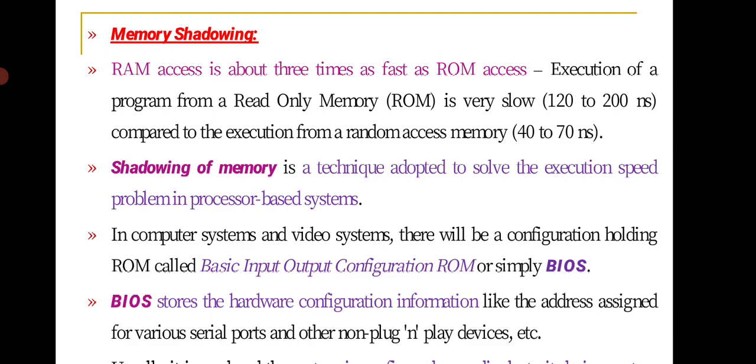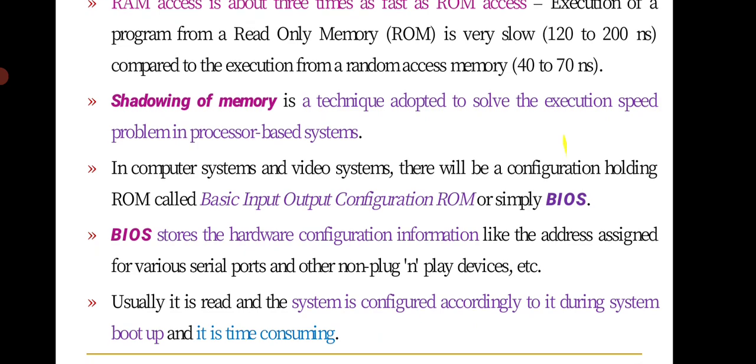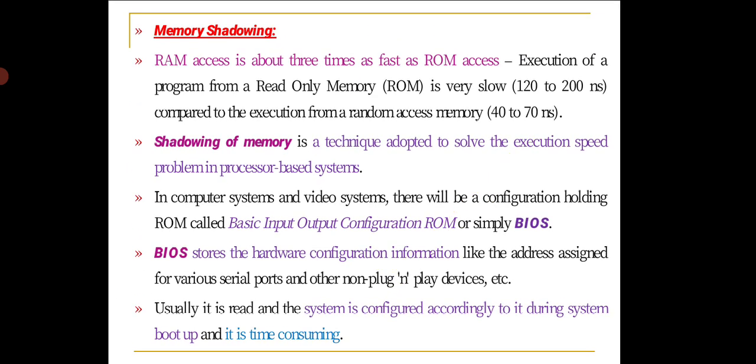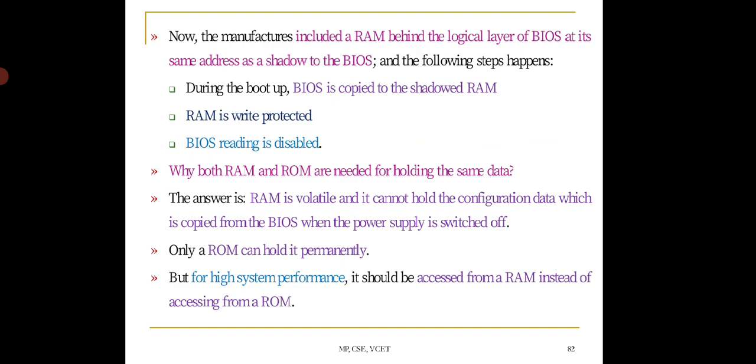In a computer system and video system, there will be a configuration-holding ROM called the Basic Input Output System, simply BIOS. BIOS stores the hardware configuration information, like the addresses assigned for various serial ports and other non-plug-and-play devices. The system configuration is usually read during system boot up, and it is time consuming. Now the manufacturer includes RAM behind the logical layer of the BIOS, at the same address, shadowed to the BIOS, and the following steps happen.